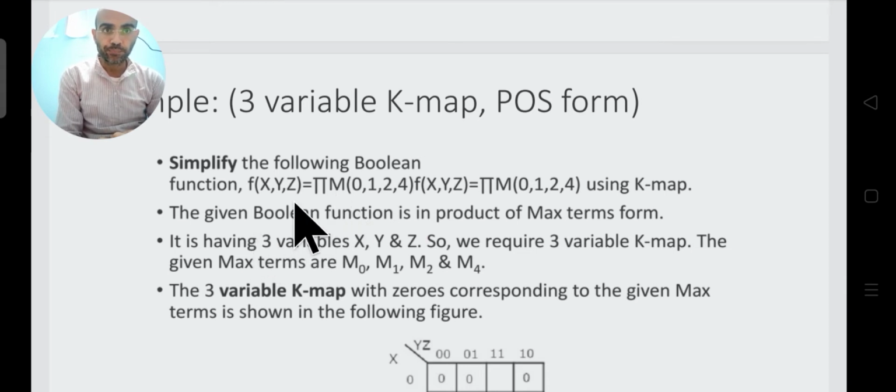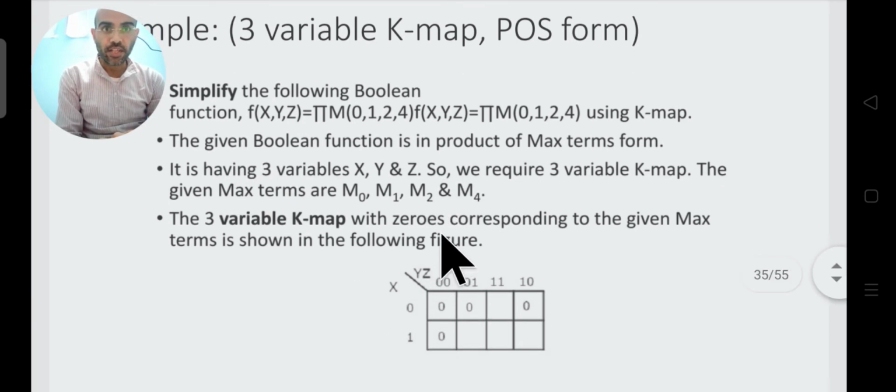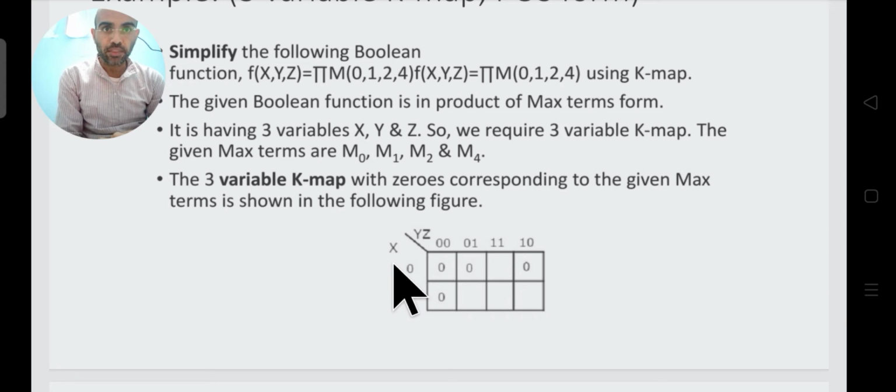So let's see how we'll do it. Rather than filling up the K-map first, we see that the maximum decimal number present in the function is 4. 2 to the power 2 is 4, but that only covers 0, 1, 2, 3, and the term is 4. So the number of variables we have to choose is 3, because 2 to the power 3 is equal to 8.